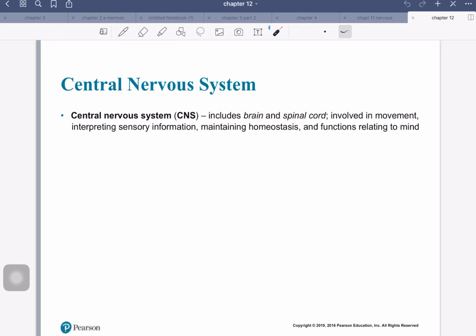We're going to see that many control centers, especially located in the brain stem area, have an influence over heart rate, breathing, vasodilation, which is the diameter of your blood vessels, and a number of other things. So maintaining homeostasis is one of the big factors. And functions related to the mind, that concept of consciousness, your place in the world, your interpretation of your environment.